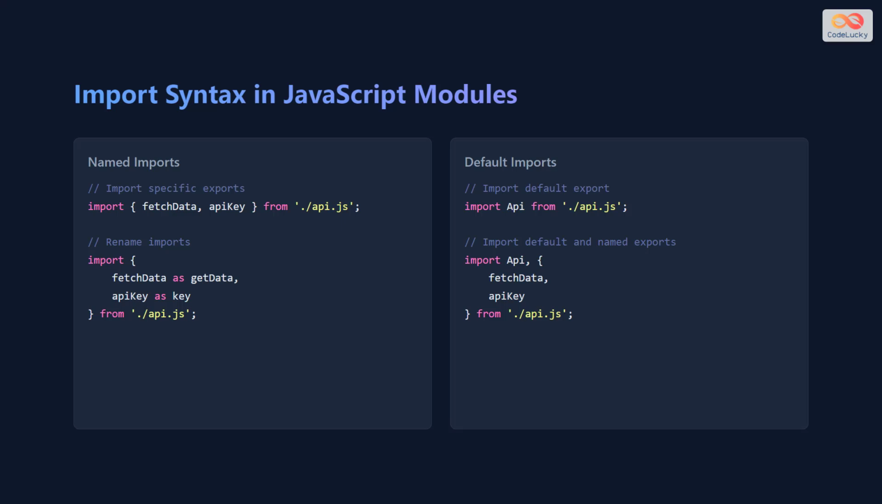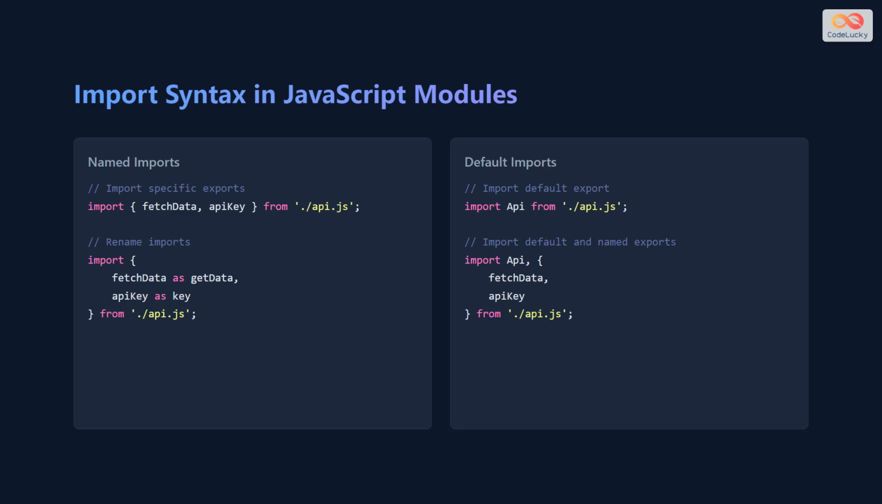JavaScript modules also provide a way to import the exported values from other modules. Named imports allow you to import specific exports using their names from another file. You can also rename imports using the as keyword. For example, import fetchData as getData and API key as key from ./API.js.